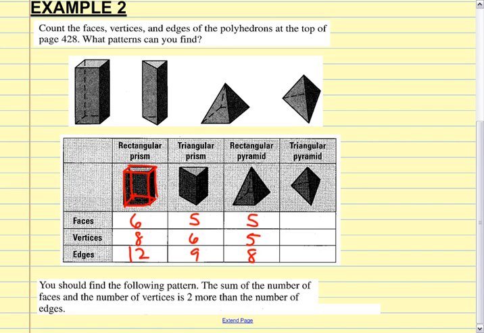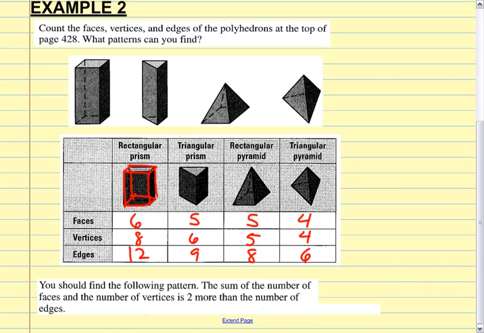Okay. All right. Now, Emily, what about the triangular pyramid there? How many faces? 4. 4 faces. How many vertices? Anybody? Evan? 4. 1, 2, 3, 4. Good. And then how many edges? How many edges? Elise? 1, 2, 3, 4, 5, 6.